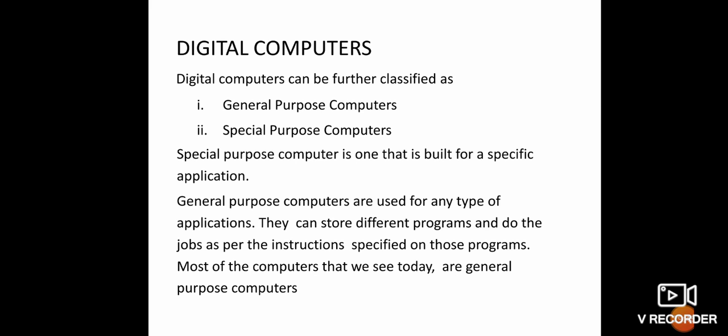A specific purpose computer is the one that is built for a specific application. Probably if it is weather forecasting, they do only that. General purpose computers have a lot of applications. They can store different programs and they can do the jobs as per the instructions specified by the programs. And it doesn't have a higher end specific program application.